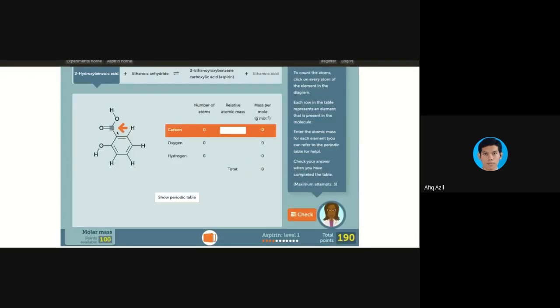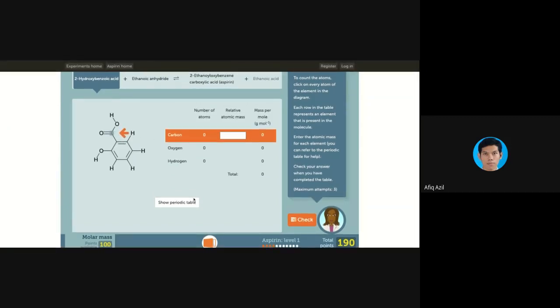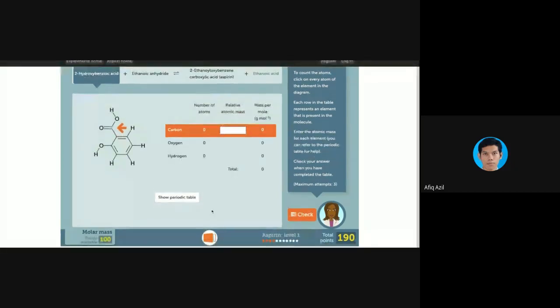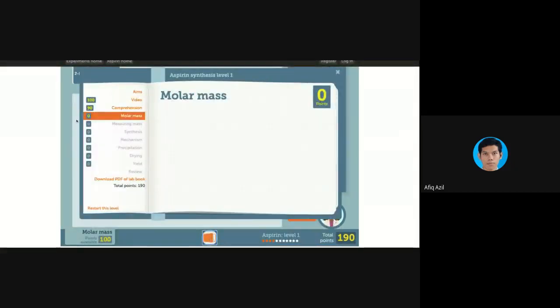It will ask you to calculate the molar mass. Okay, so you can insert the number over here, and you can refer to the periodic table. So this is very interactive. This is molar mass. Okay, and you will go to measuring mass, synthesis, the mechanism, the precipitation, the drying, and how to calculate the yield. So, and later on you can download this lab book as a PDF version.